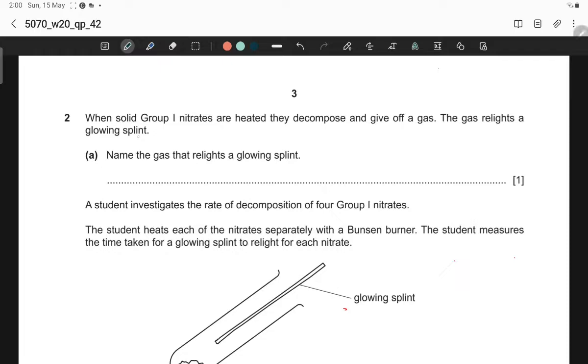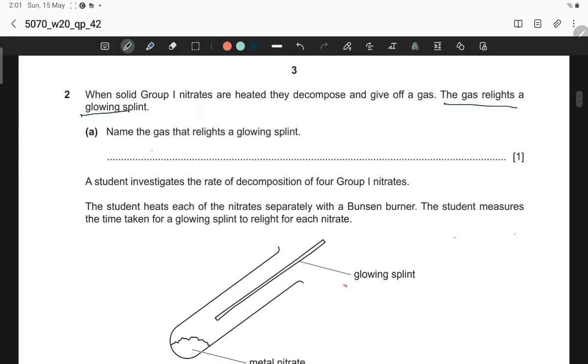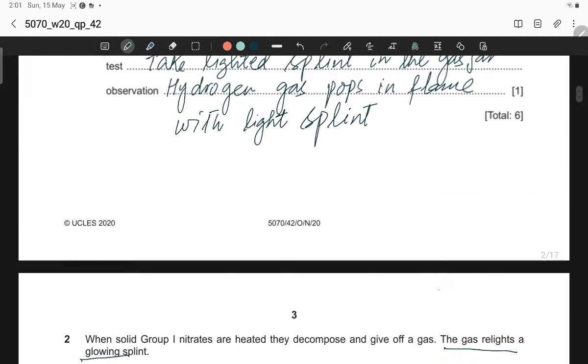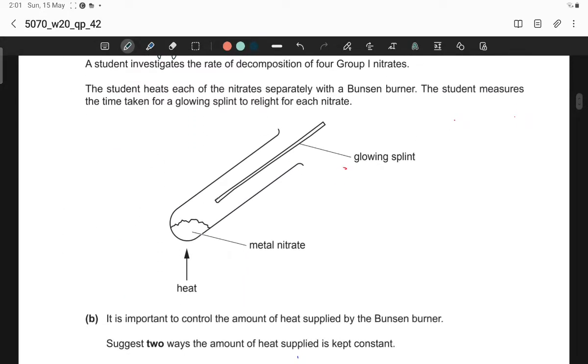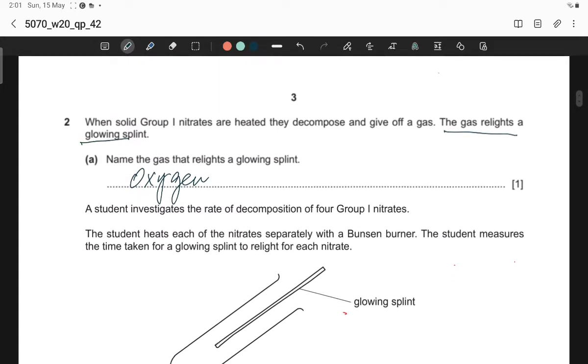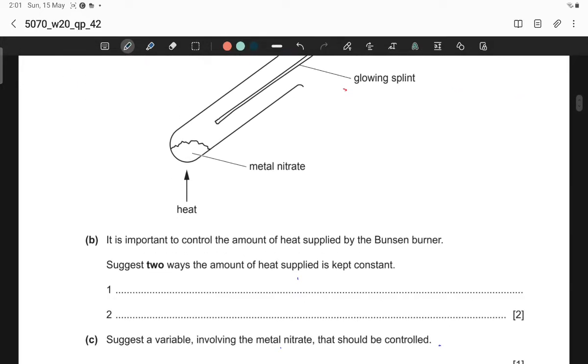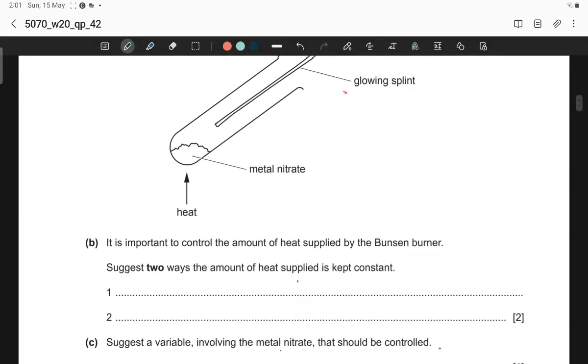Question number 2. When solid group 1 nitrates are heated, they decompose and give off a gas. The gas relights a glowing splint. This is oxygen gas, which relights the glowing splint. The name of the gas is oxygen. Oxygen relights the glowing splint, and hydrogen gas produces a pop with a lighted splint. It is important.